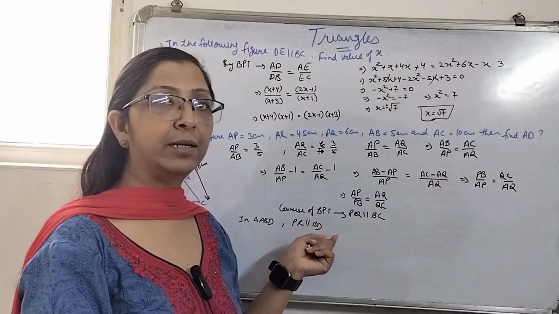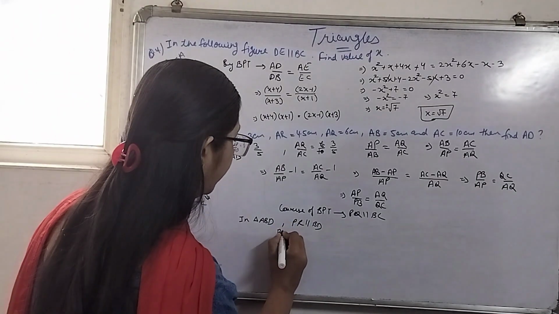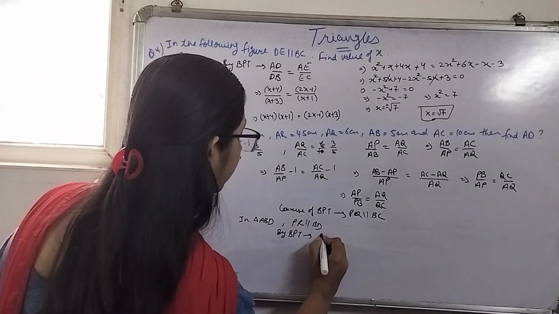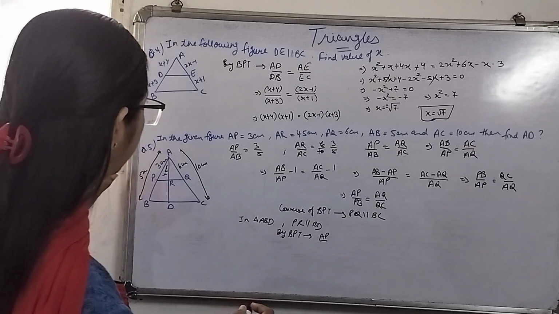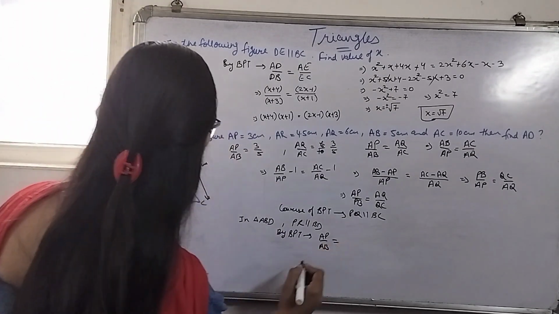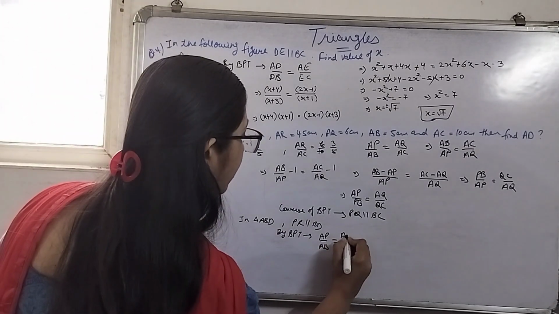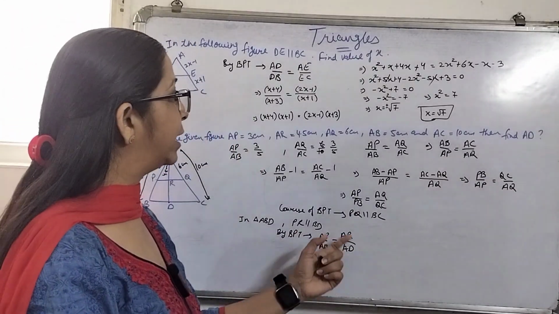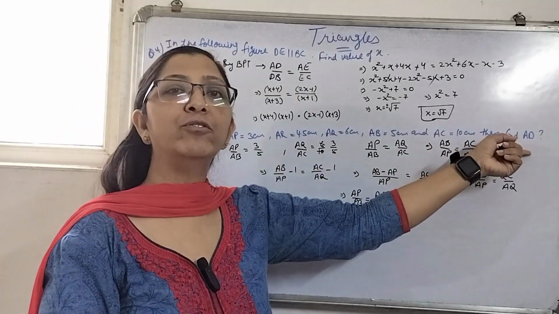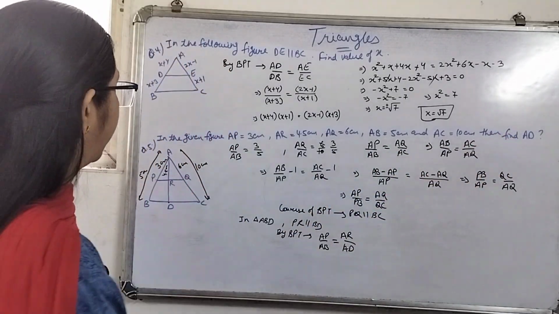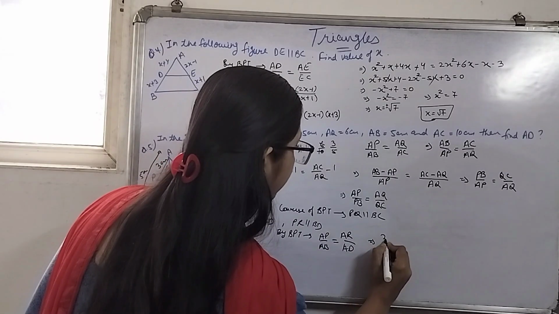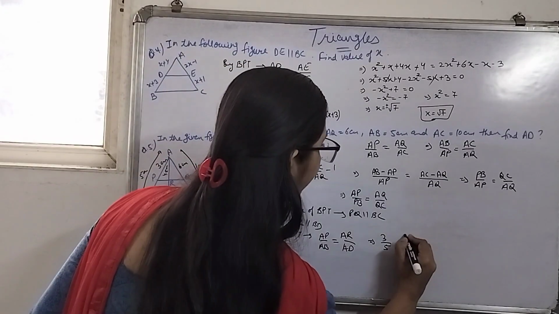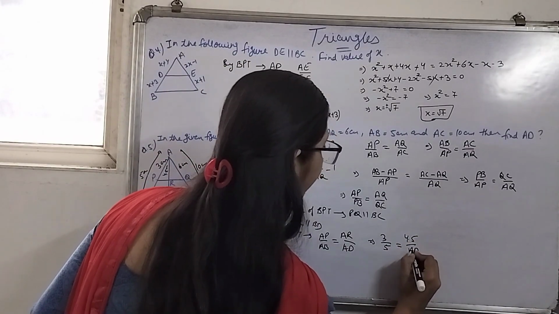And if these are parallel, by BPT we can say that AP over AB will be equivalent to AR over AD. We know all the rest of the values, only AD is missing, and this is what we have to find. So we put in all the values: AP is 3, AB is 5, AR is 4.5, and we have to find the value of AD.